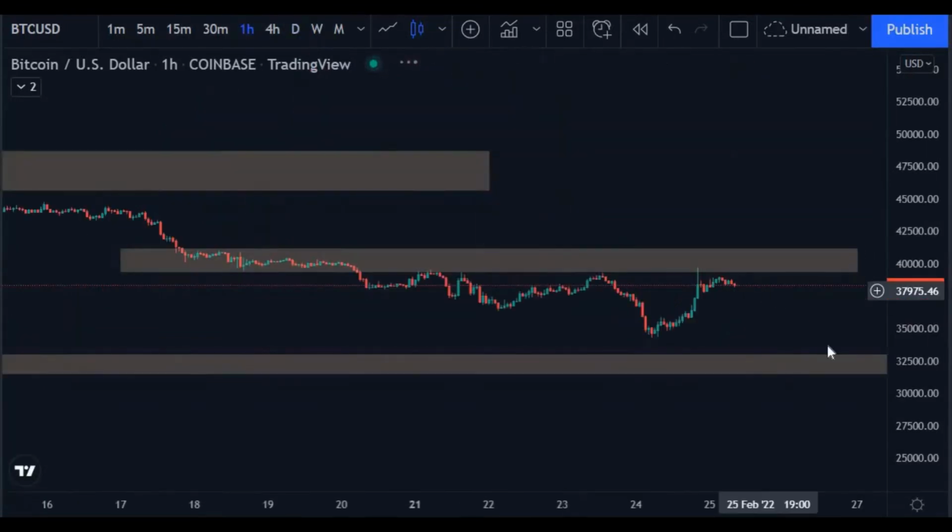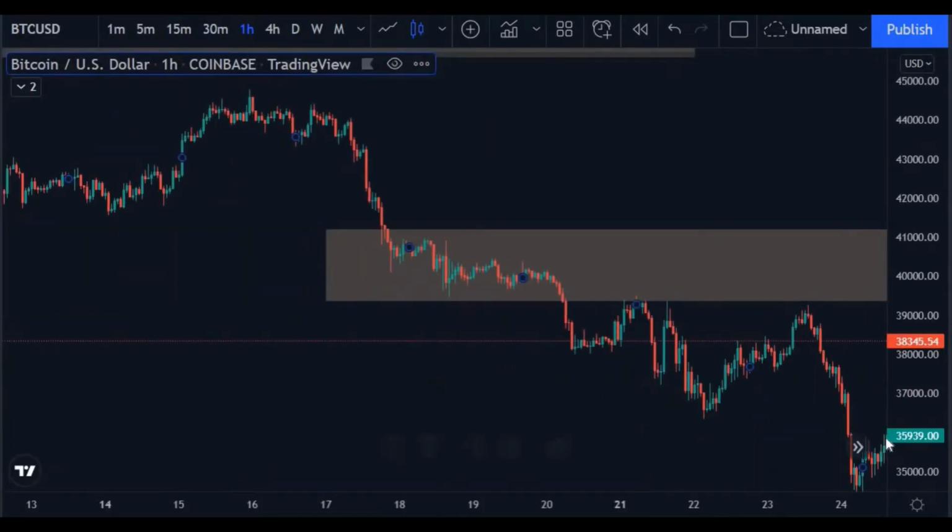So I have marked out the zones on higher time frame. Here we have a drop base drop. I'll switch to 1 hour.